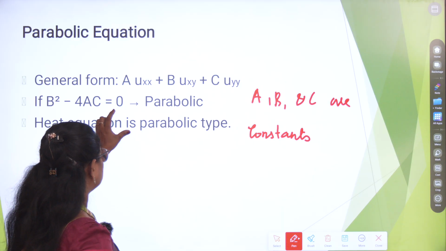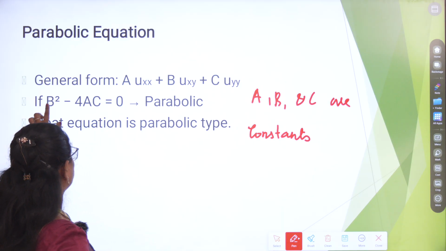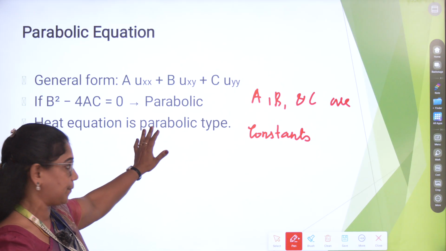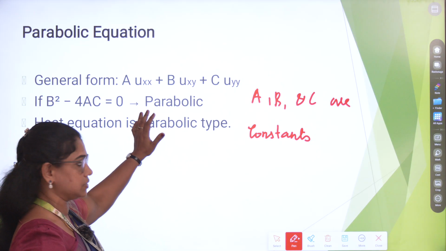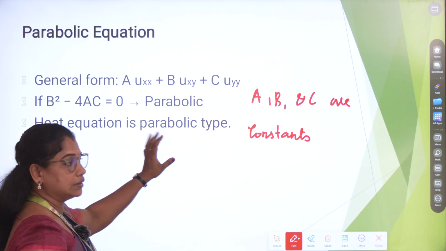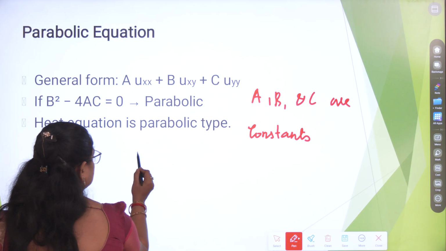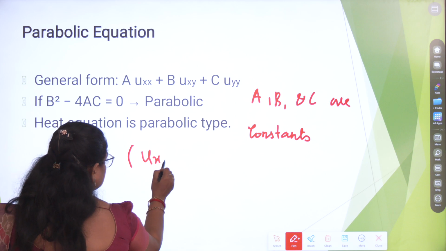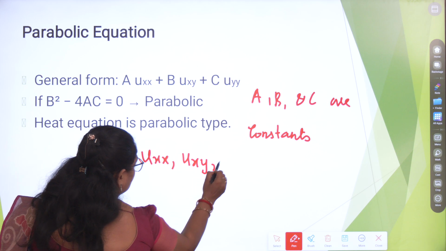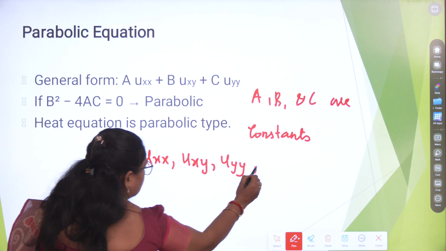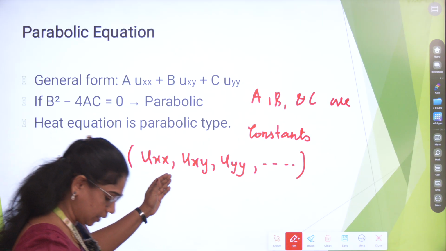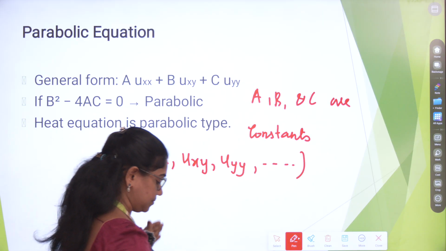Next, we use the formula: if b square minus 4ac is equal to 0, it is parabolic. Parabolic means it is a heat equation. The heat equation is of parabolic type. It mainly uses the partial derivatives ux, uxy, uyy, etc. These are higher order partial derivatives.